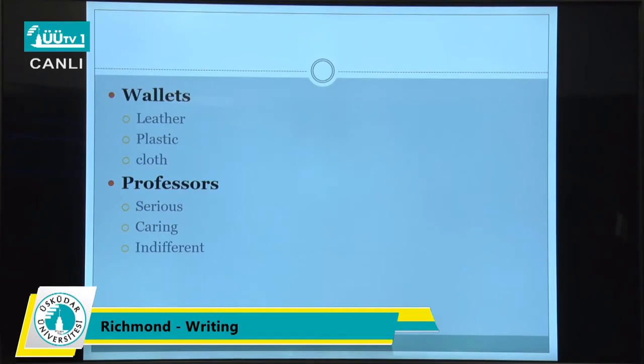And we can classify wallets by the material they are made of, for example, leather, plastic and cloth. Again, we have 3 major groups, and our principle is the material the wallets are made of. And we have another example, the classification of professors. We have serious, caring and indifferent. Again, the principle is the characteristics of the professors.